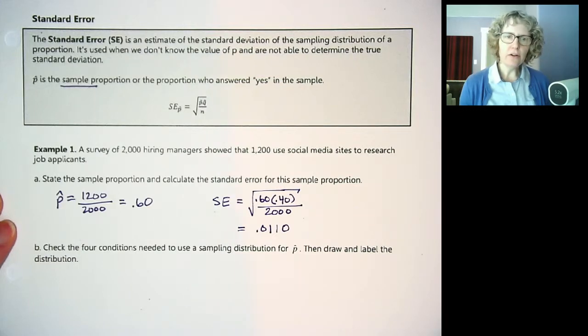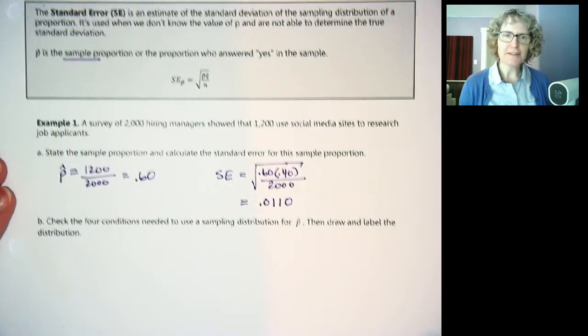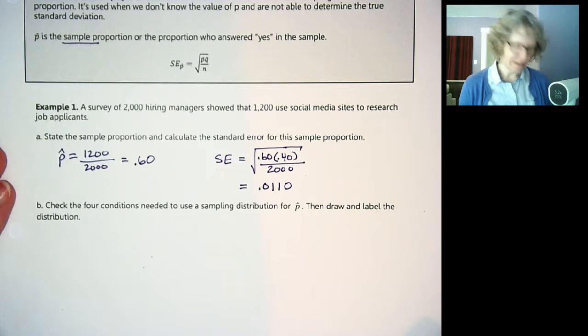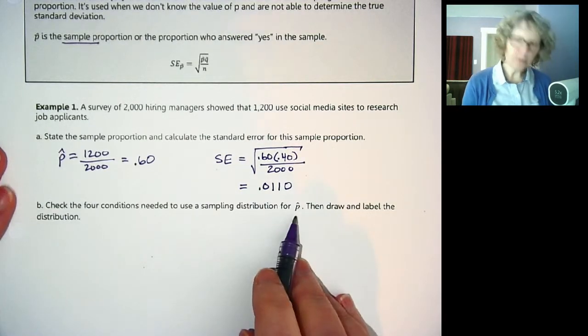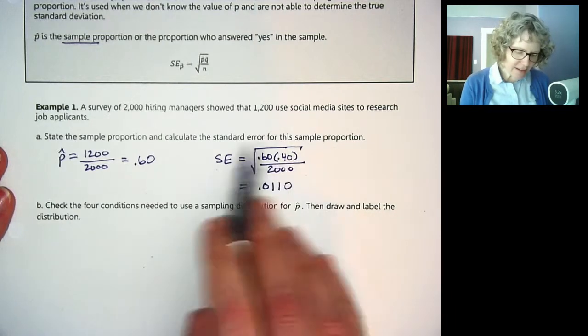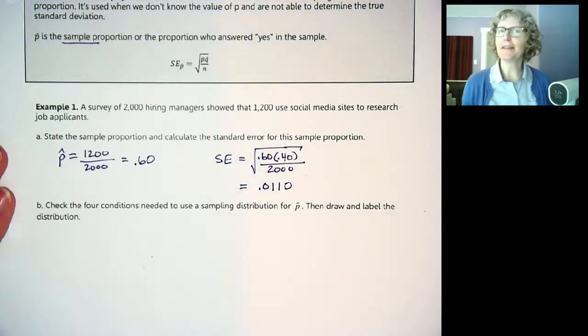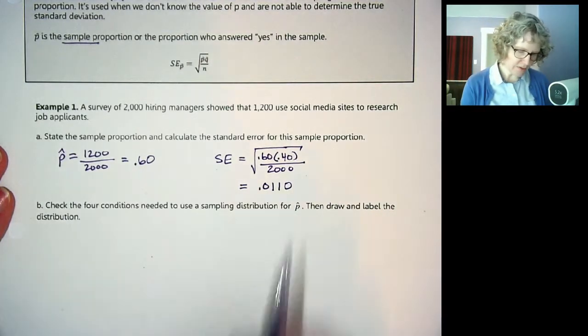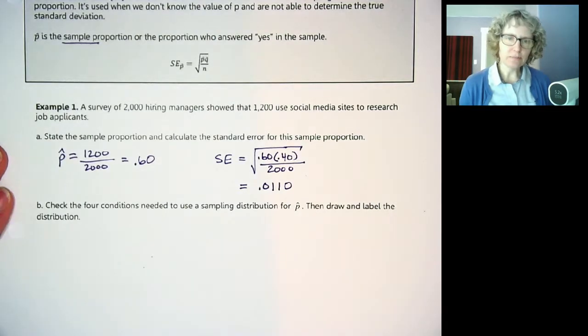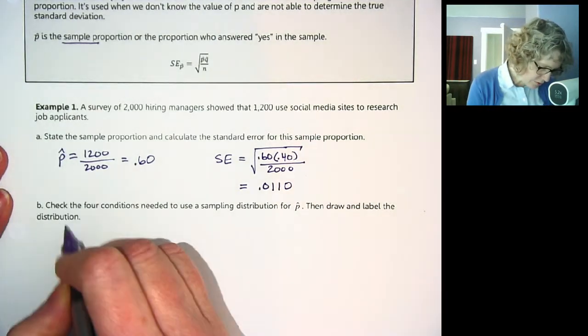Okay, now remember those conditions. Those are not going away. Check the 4 conditions needed to use a sampling distribution for p hat. Meaning this standard error, this formula doesn't mean anything if the conditions aren't met. The conditions have to be met in order to use that model, the normal model with this standard deviation. So remember the 4 conditions?